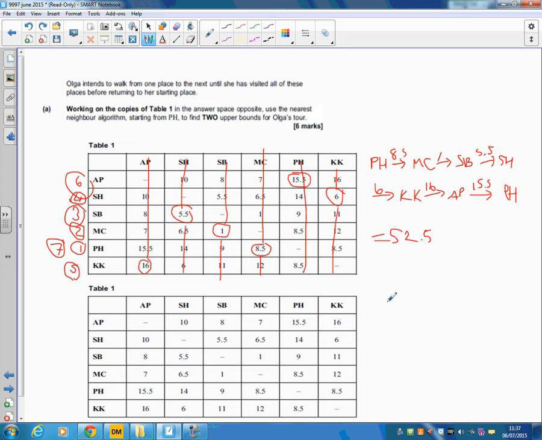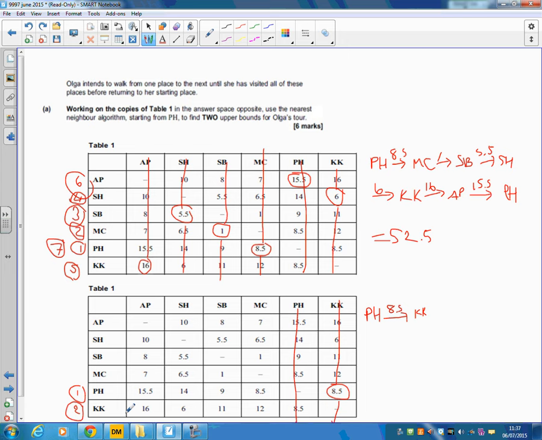So we'll do the same thing again. But this time, when we had our choice of the 8.5s, we're going to pick the other one. So we'll start at PH. We've done that tour, so we're now going to go to KK second. So we're going to go to KK second, and that took 8.5. Not going back to it. For the time being, we're not going back there. We went to KK second.